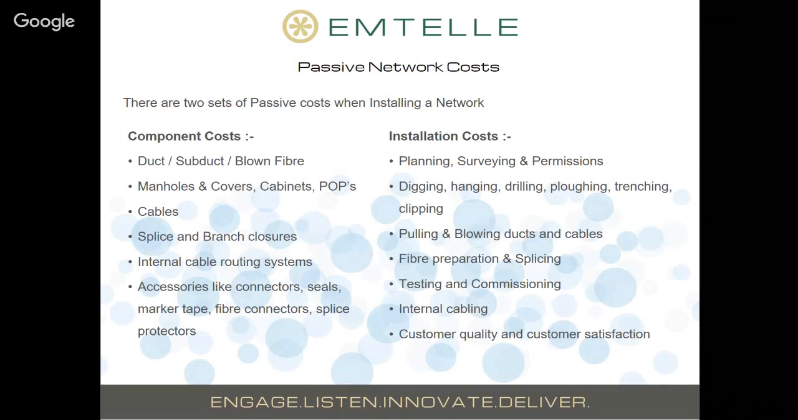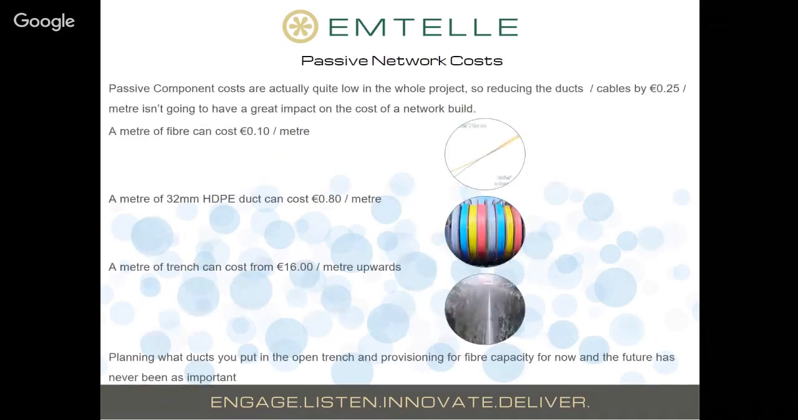On the next page, if you look at the passive component costs of a fibre to the home build, the microducts, etc., are a very small part of the installation. So if you can reduce ducts and cables by 25 euro cents a metre, it's not going to have a huge impact on the cost of a fibre to the home network. A piece of fibre can cost 10 euro cents a metre. A piece of 32mm duct can cost 80 euro cents a metre.